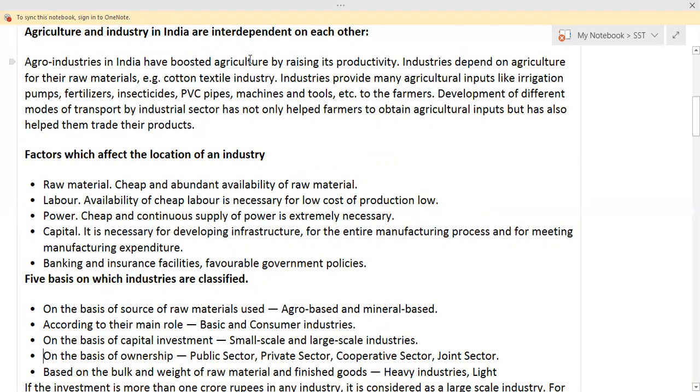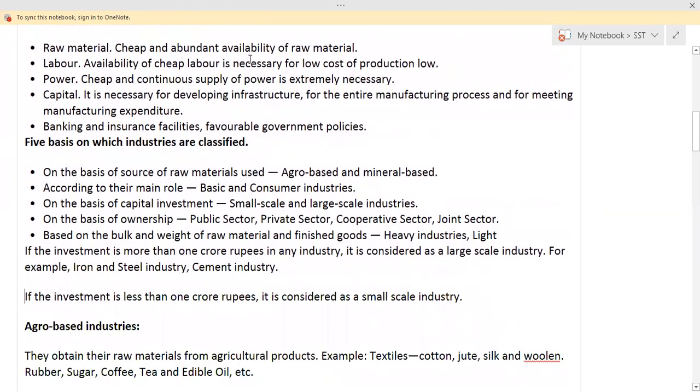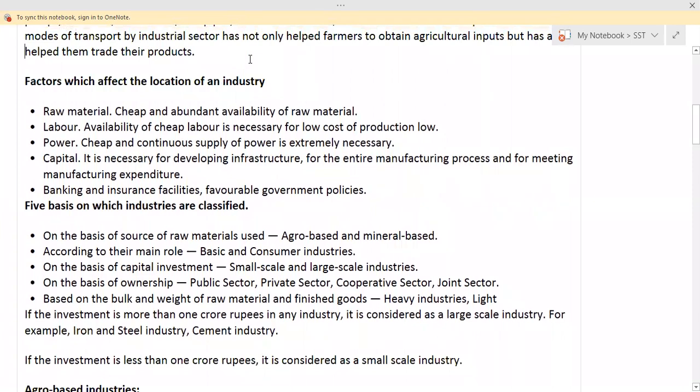Factors which affect the location of an industry. Let's see. Raw material: we should choose an area where cheap and abundant raw materials are available.